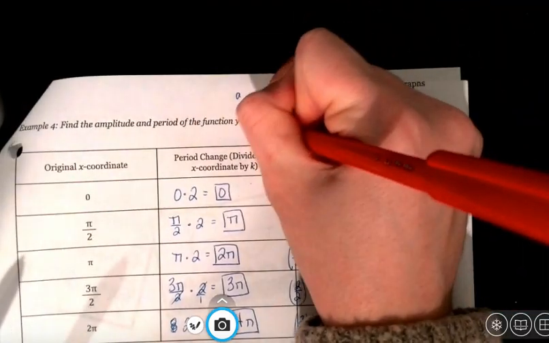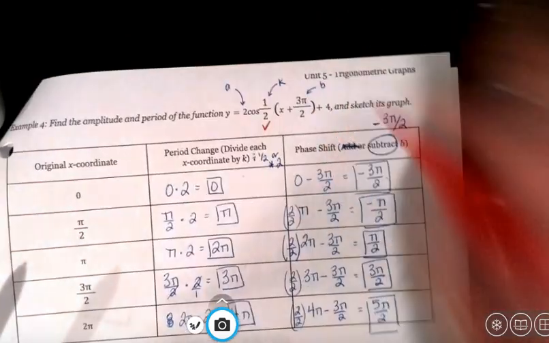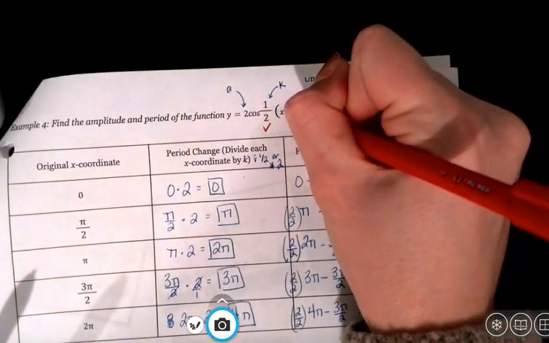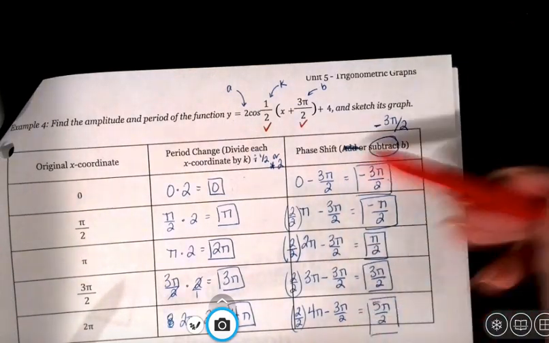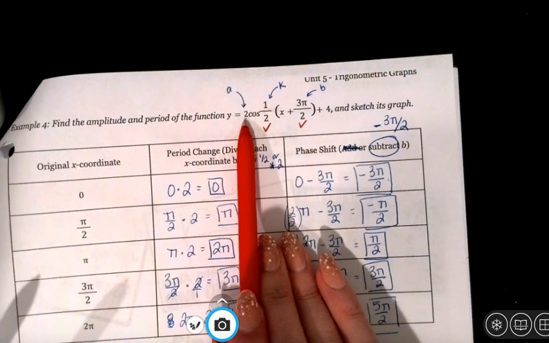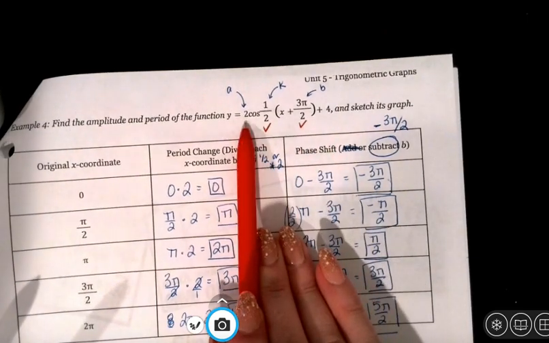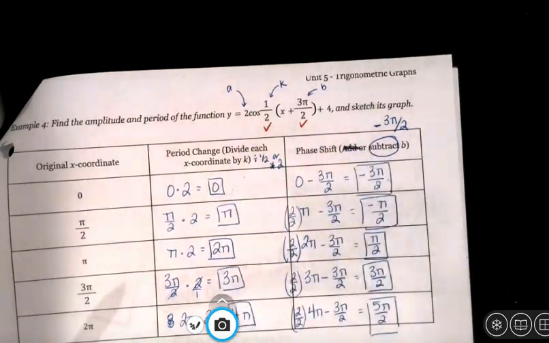So if we go back up to our original, what we have done so far is we have taken into account our k by utilizing the middle of our table, and we have taken into account our b by utilizing this column in our table. So we still have our amplitude of 2, and we have our vertical shift of 4. So I'm going to do the amplitude of 2 and the vertical shift in 2 separate steps.